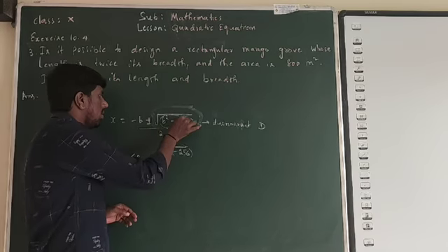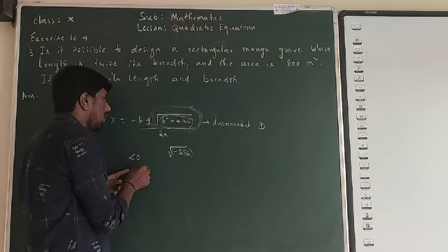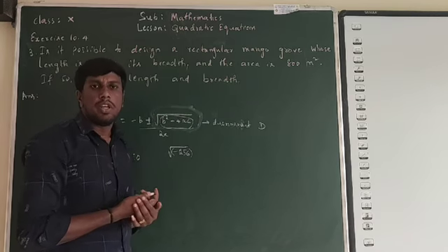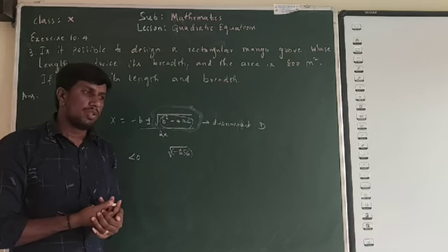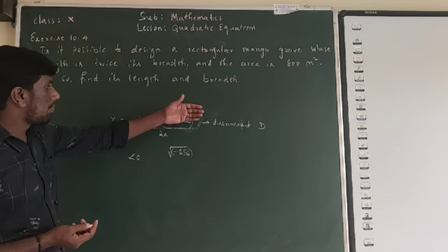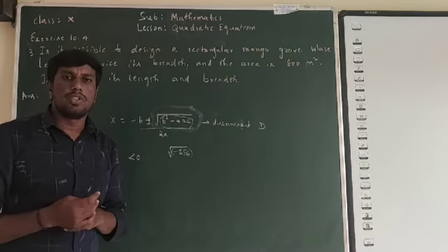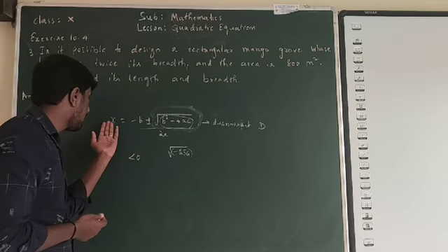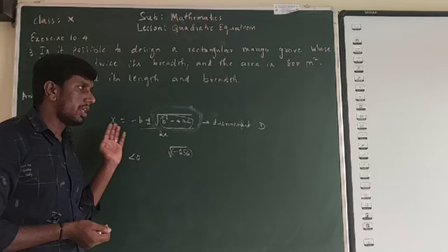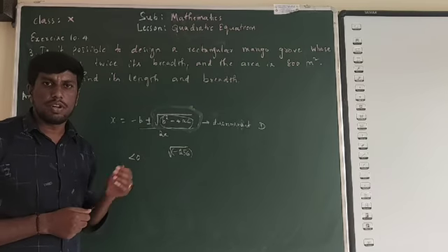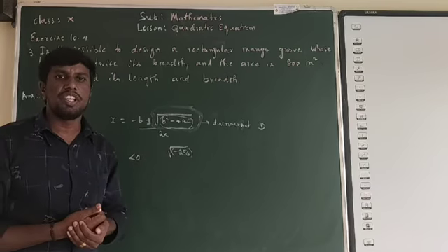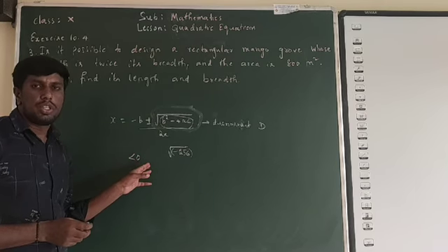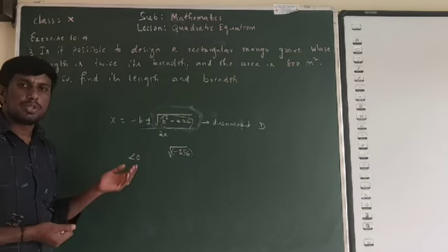From our 8th and 9th classes, we have learned that we don't have a square root for negative numbers. Suppose this value becomes less than 0, that is a negative value, then we don't have a square root for it. So that situation doesn't have a solution in the real number system. We don't have a value of x in the real number system. That is what we have learned in the nature of roots. So if b square minus 4ac is less than 0, there are no real roots.